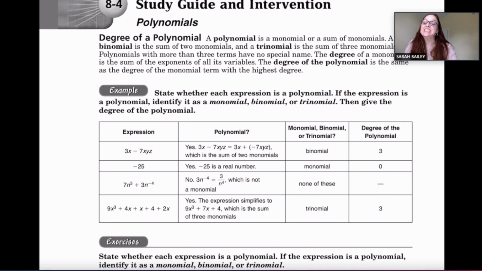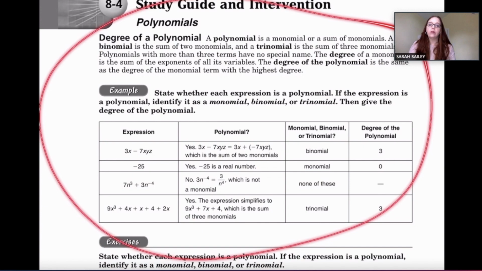Hi, in today's lesson we're going to learn about polynomials. So the very first thing you're going to want to do is look over this information. This talks about what the definition of a polynomial is, and it also explains how to find the degree of a polynomial. So let's pause the video now and read through this information.